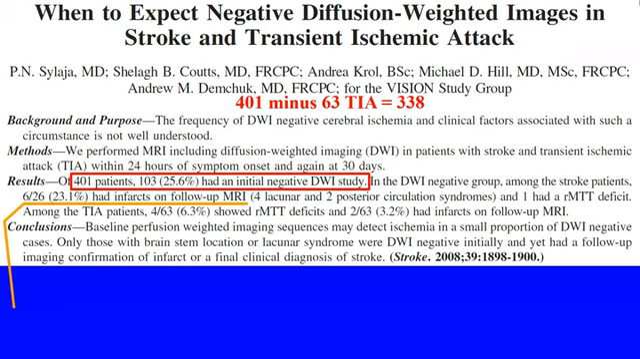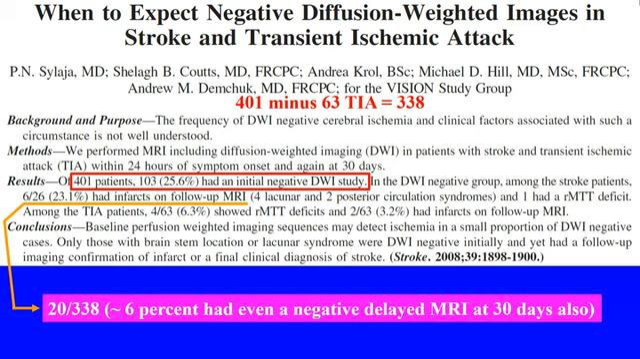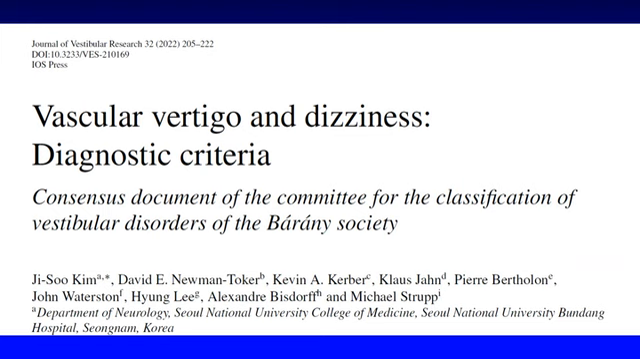So what happened to 20 out of 338 patients? The 338 comes by removing the patients who had TIA. They had a negative delayed MRI at 30 days also. So around 6% of patients with acute vestibular syndrome may not be picked up in delayed MRI at 30 days, even at centers where dedicated stroke units are in function.